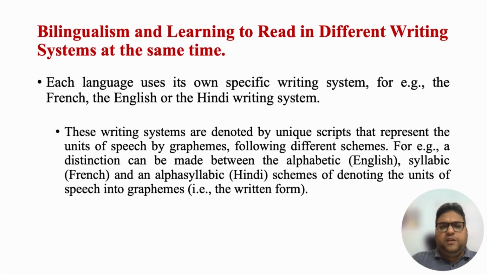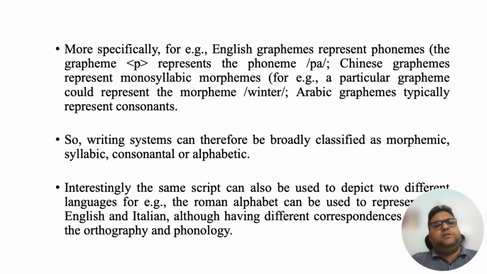Now, going into a bit more detail, English graphemes, as I was saying, represent phonemes. Chinese graphemes, interestingly, represent monosyllabic morphemes. So you can see that different writing systems chalk out speech in different ways. Therefore, these writing systems can be classified as morphemic, syllabic, consonantal, and so on. For example, Arabic graphemes typically represent consonants, and vowels are not marked in the script, so people have to know them, at least in the later stages of reading.